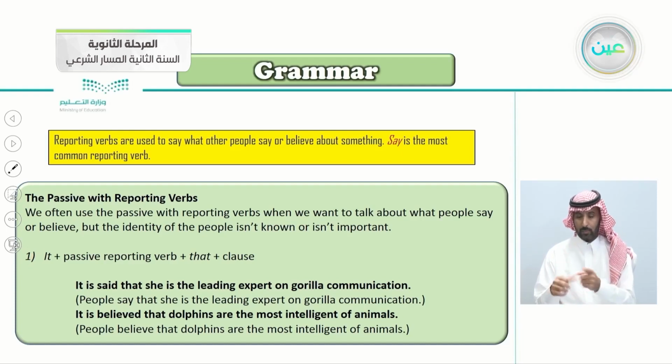So this is the first structure here. We say it, then the passive reporting verb, for example, said or believed, then the word that, then you continue with your clause. For example, we say, it is said that she is the leading expert on guerrilla communication. So it is, it, then the passive reporting verb said, that, then you can continue with the clause, she is the leading expert. It is believed, so instead of said, we say believed, that dolphins are the most intelligent of animals, and so on.